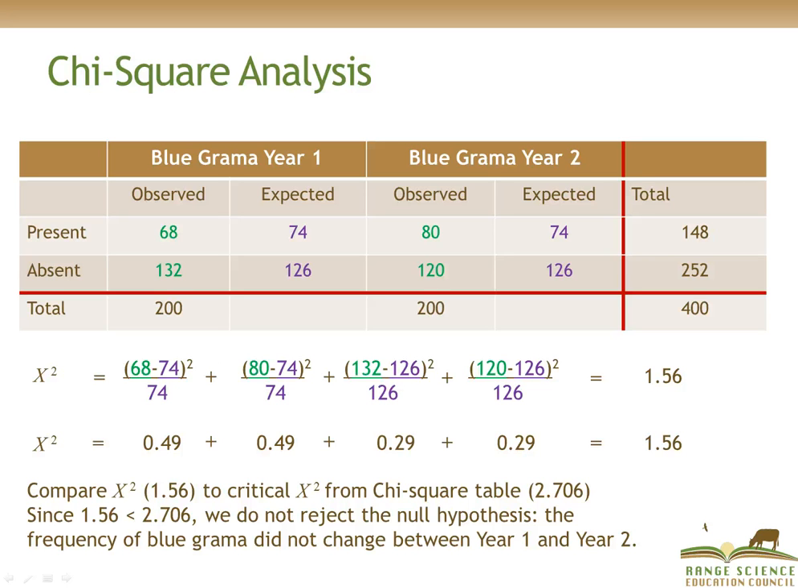We compare that chi-square statistic, 1.56, to a critical chi-square value from the chi-square table. The critical value of 2.706 is greater than 1.56, and therefore we do not reject the null hypothesis. The frequency of blue grama, based on this chi-square analysis, did not change between year 1 and year 2. As you may recall from the binomial confidence intervals, we reached the same conclusion.